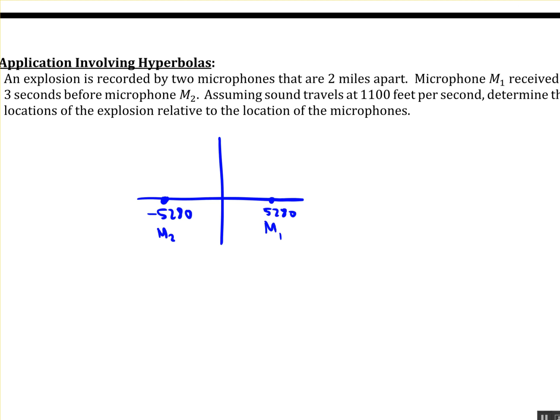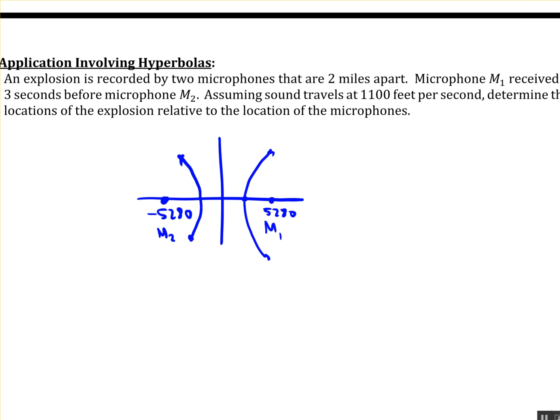Now, this is the hardest part to think about. So, if M1 heard the sound 3 seconds before M2, that means the sound had to travel 3,300 additional feet to get to M2. So, what that means is, well, first off, M1 and M2 are foci in this problem. Microphones are the foci. Now, if M2 is 3,300 feet further than M1, what that means is if we were to draw, let's just draw our hyperbola, right? Let's just not worry about scale or anything like that. Let's just draw our hyperbola. So let's just suppose the explosion happened right here. It didn't, but suppose it did.